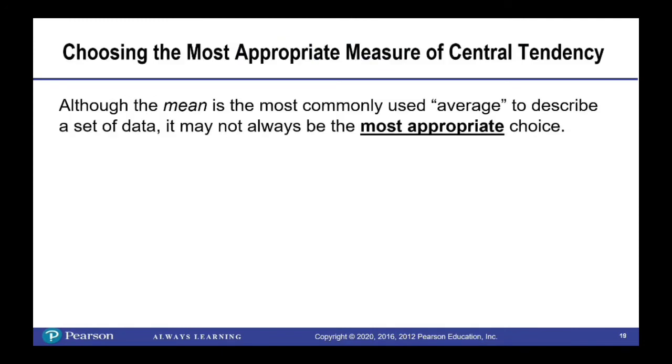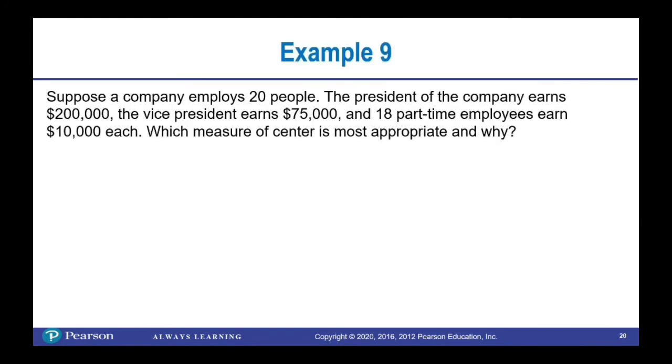So how do you know which measure of central tendency is most appropriate? Well, it depends on the situation. Look at example 9. Suppose a company employs 20 people. We have the salary of the president, the vice president, and the 18 part-time employees. And we want to know which measure of center is most appropriate.